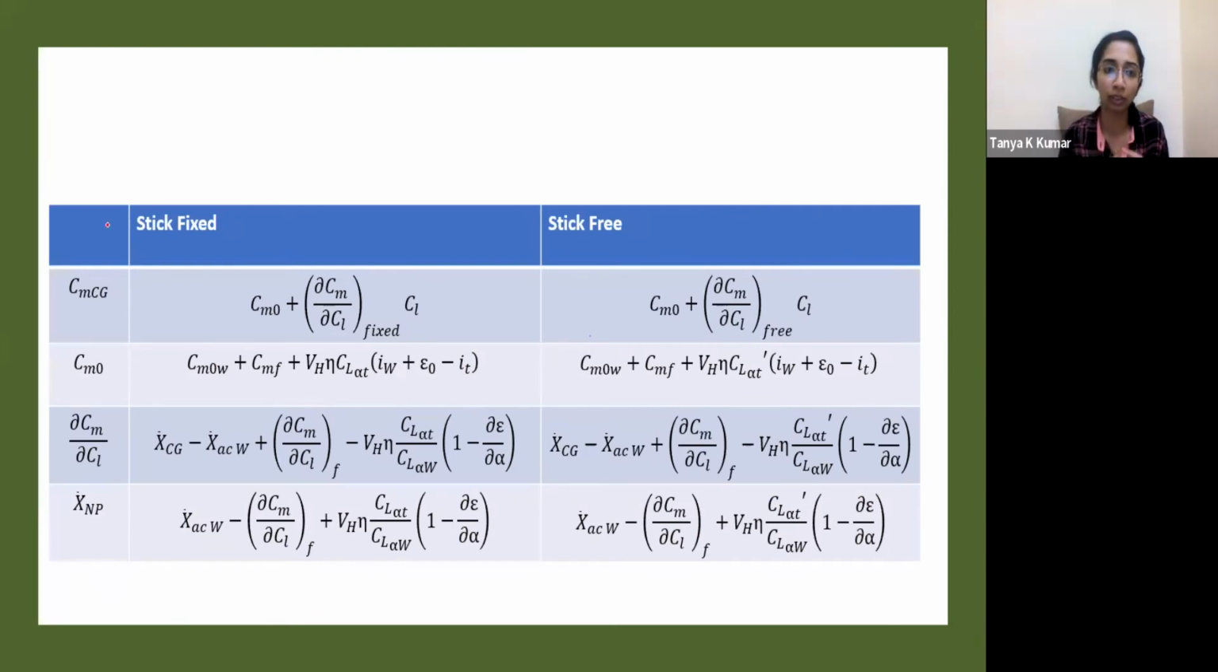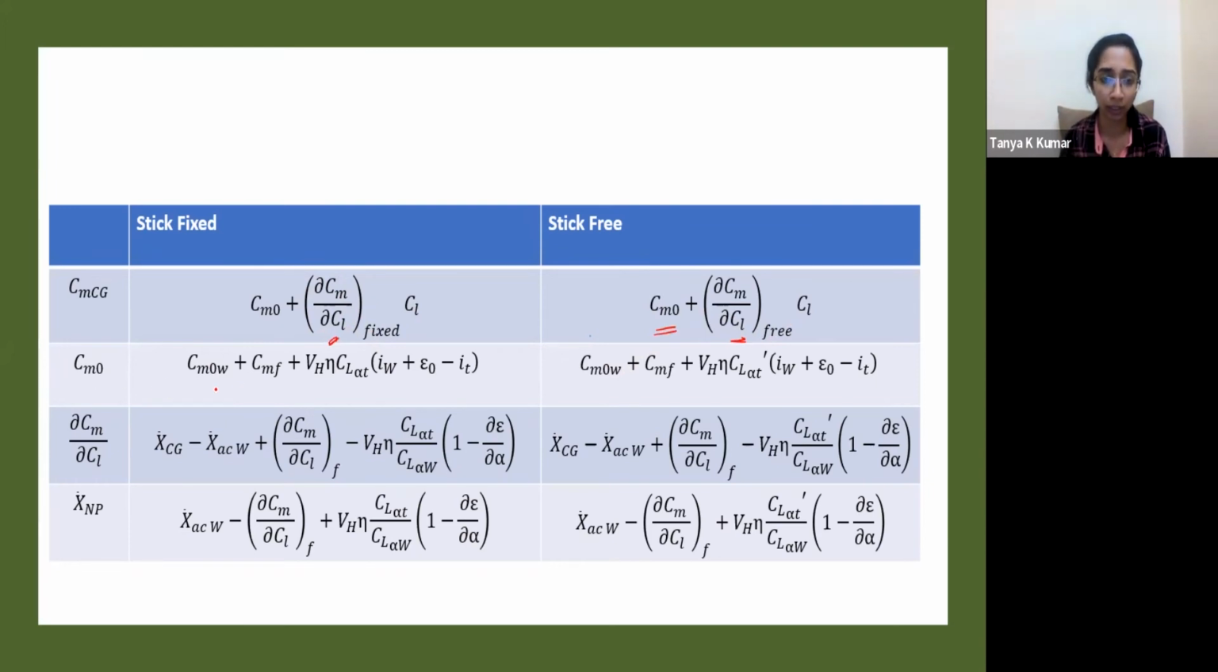So first we look into the pitching moment at the CG. This is the equation that we know, where the only difference is dCm/dCL fixed here and dCm/dCL free here. Cm naught would also vary, but we'll look into that in the next stage. So these are the points of variation for pitching moment.